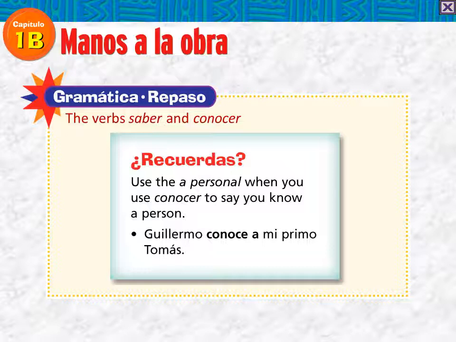Okay, kids. So the personal a is really important. You heard Miss Duplichin in her example. She kept putting a in front of people. So kids, when the direct object in a sentence is a person, we put the word a in front of it. So we'll use the personal a when you use conocer to say you know a person.